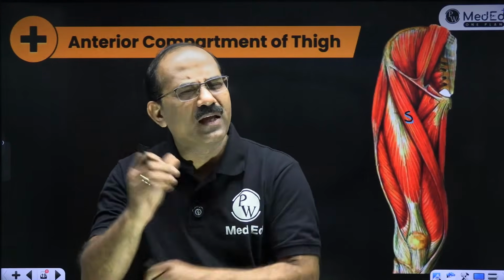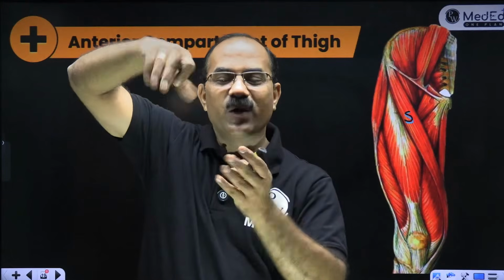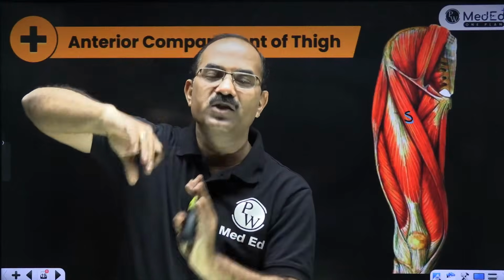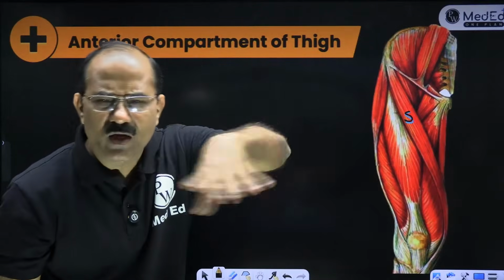ये तीनों muscle का एक common action है on the tibia. It is flexion and medial rotation. Flexion and medial rotation at the knee joint. तीनों का common action है.